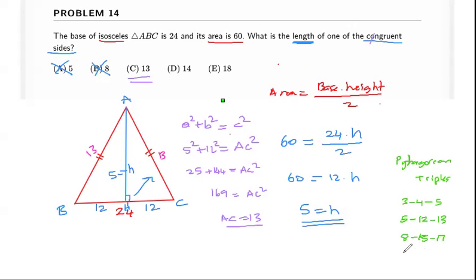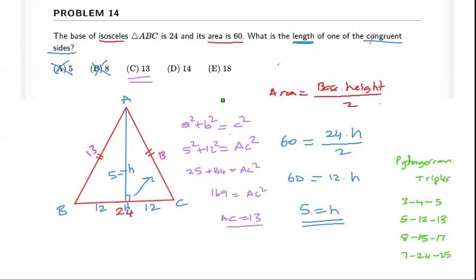And another one we have is 7, 24, 25. So these are the 4, I guess, mostly commonly used ones. But we have more than these. We actually have infinitely many Pythagorean triples. So just start with these 4 for now. And then as you go, you will explore more, okay?